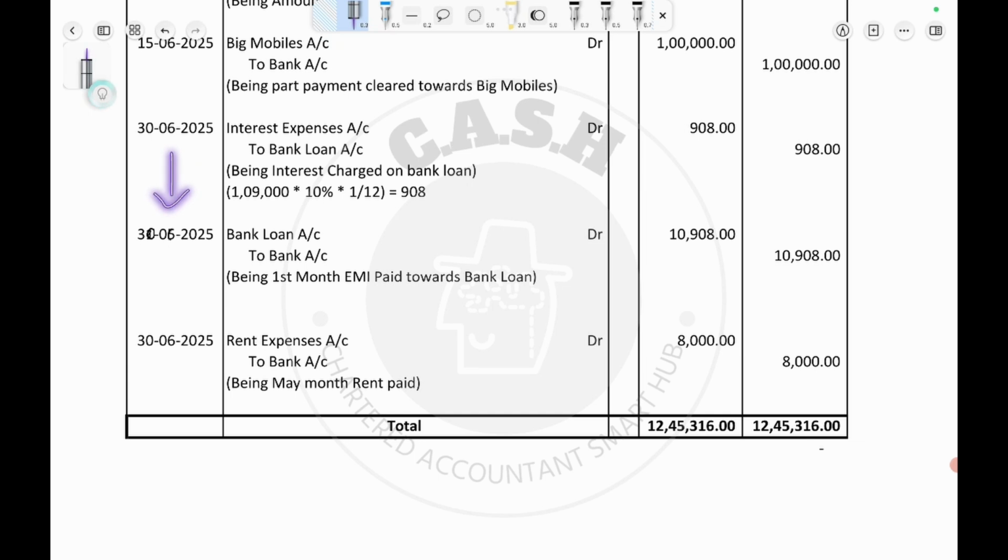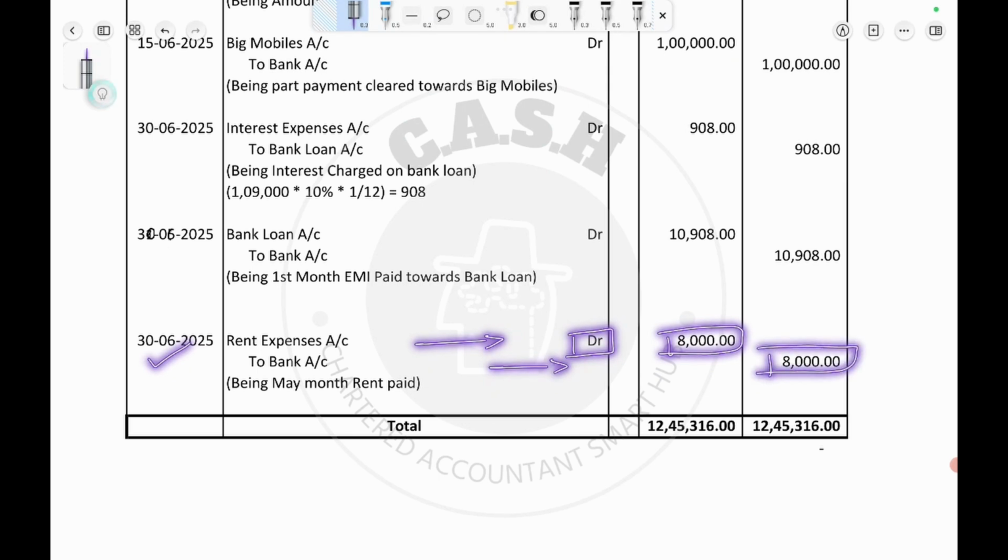On the same date, you are paying the installment, that is interest plus principal. The principal amount is 10,000 and the interest amount is 908. So you will pay 10,908. Since you are paying, the bank will be receiving. Debit the receiver, credit what goes out. And on the month end, you will pay shop rent of rupees 8,000, that is rent expense. Debit all expenses and losses, credit what goes out. So this is all about the journal entries.